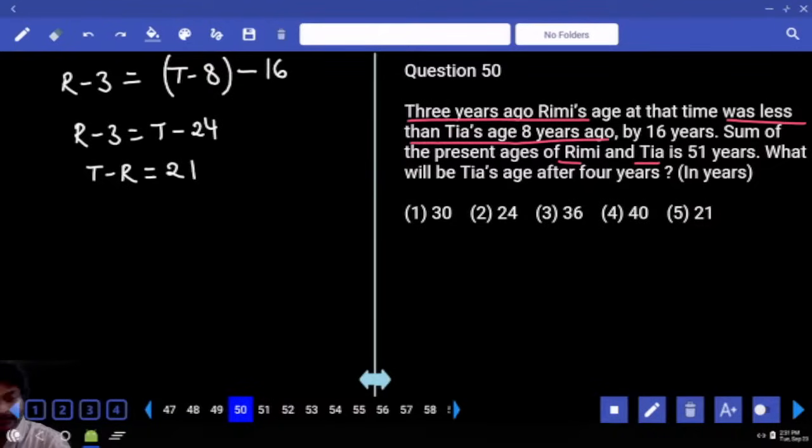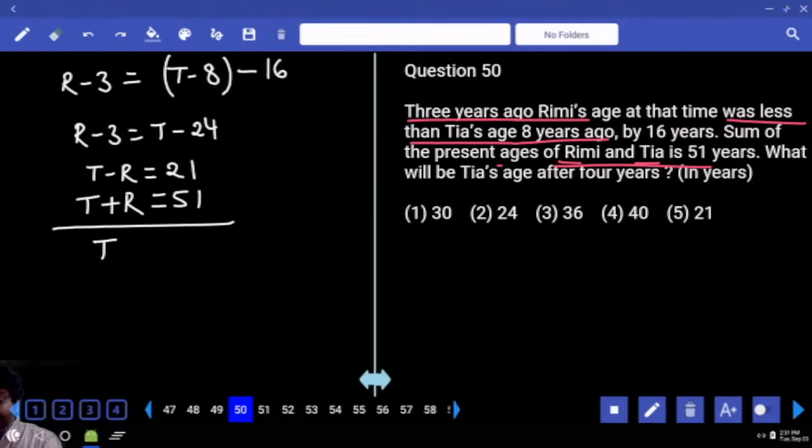Okay na? Sum of their ages is 51. T plus R is equal to 51. Question is about Tia's age. If you want Tia's age, it is sum divided by 2. 72 by 2 is 36. This is present age. But we were asked to calculate after 4 years, 40.